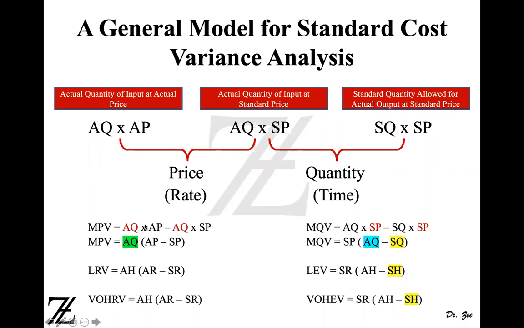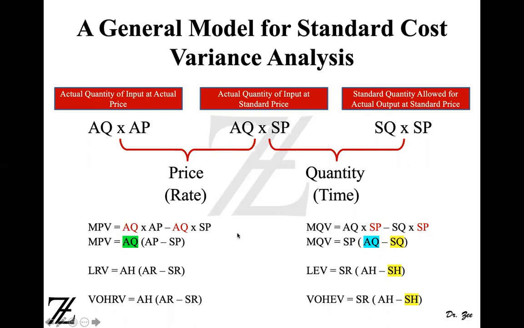All right. So what you do is, if you see here, the AQ can be factored out, right? It's a constant here. So we factored out AQ and are left with AP minus SP. That's the formula for material price variance, which is equal to AQ times (AP minus SP). And similarly for MQV, you can factor out SP, and then you are left with AQ minus SQ in the bracket. So MQV is equal to SP times (AQ minus SQ).